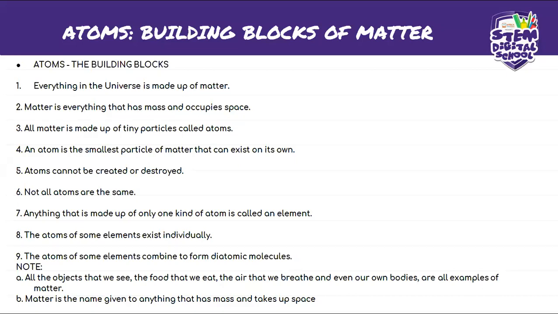Not all atoms are the same. Atom A is different from atom B. Anything that is made up of only one kind of atom is called an element. The atoms of some elements exist individually, and some exist with other atoms. The atoms of some elements combine to form diatomic molecules. All objects that we see, the food we eat, the air that we breathe, and even our bodies are all examples of what? Matter.